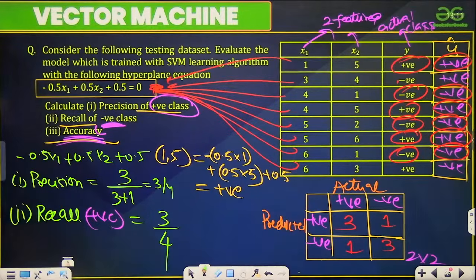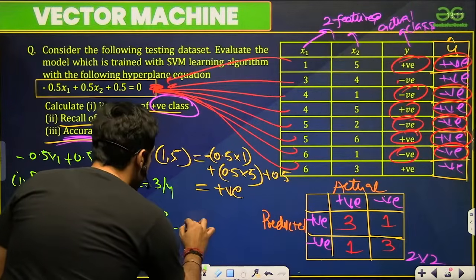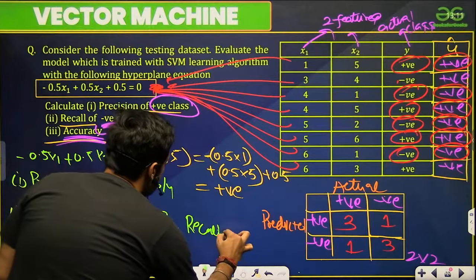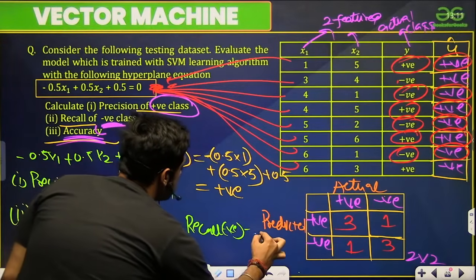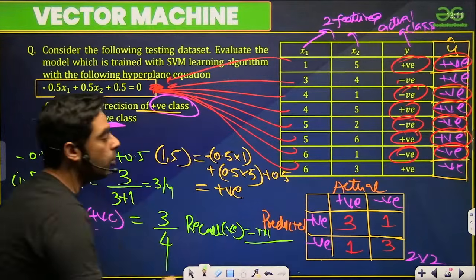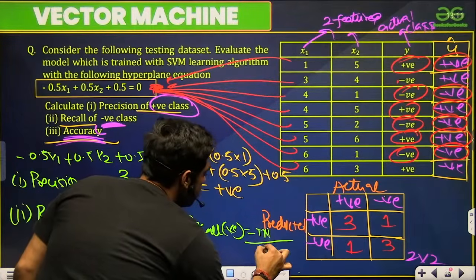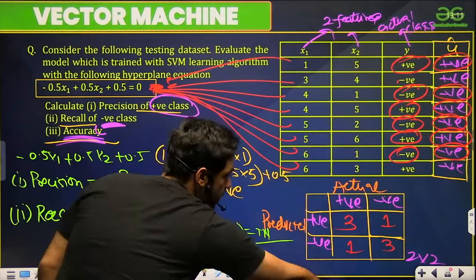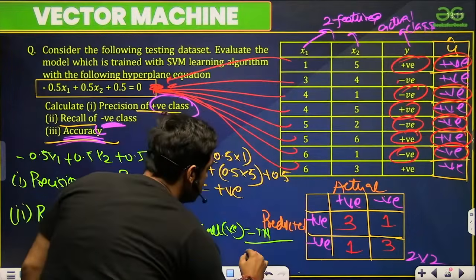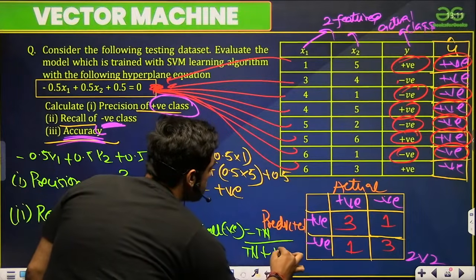But what is the recall of negative class? This would be true negative upon the total column. That is true negative plus false positive.